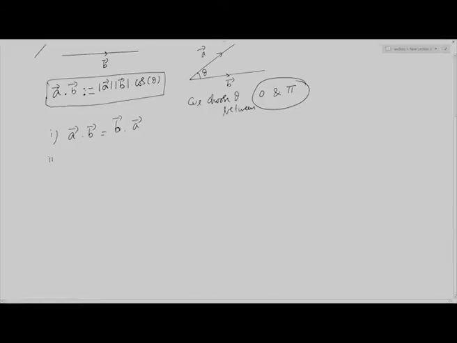Number 2, if one of A and B is 0, then A dot B is 0.